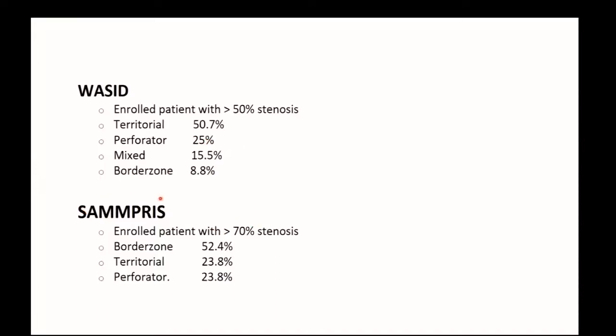But when the SAMMPRIS trial included patients with high-grade stenosis, 70% as opposed to 50%, border zone pattern was almost 50%, territorial pattern 23%, perforator pattern 23%. So it does make sense now: the higher the degree of stenosis, the more distal hypoperfusion you will get and the more border zone pattern you will get.